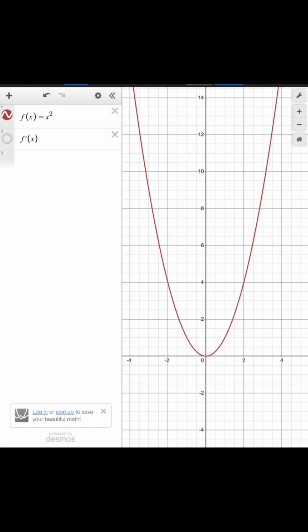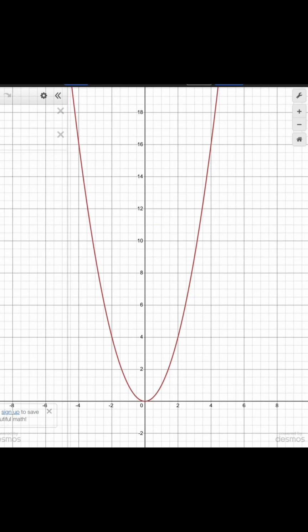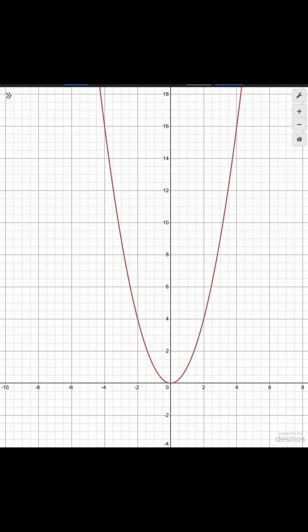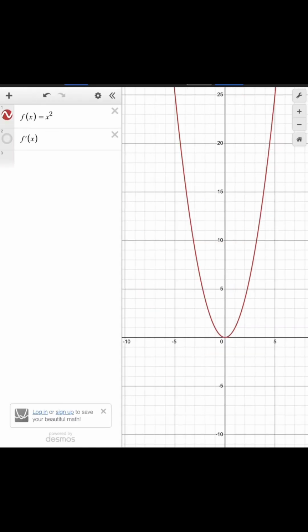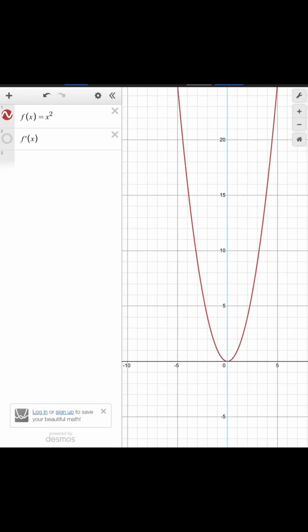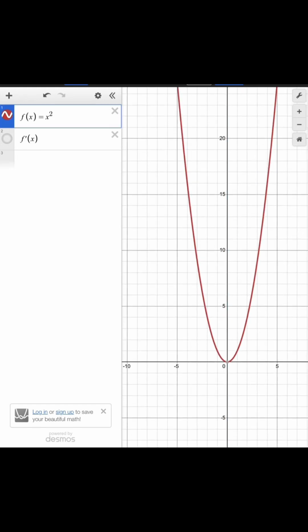Hello everyone. Today we're going to be talking about the derivative and how to interpret that derivative. So if we have a look at this graph here, this is a graph of y equals x squared. It's a quadratic. Now the quadratic we have here has different points along this curve, and each one of those points will have a different gradient.